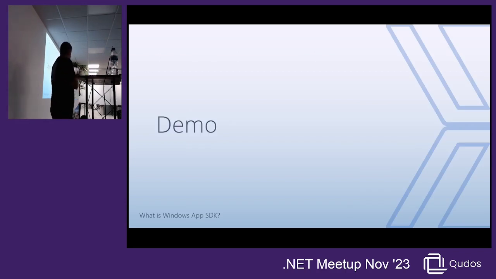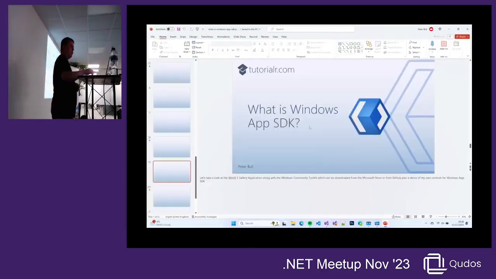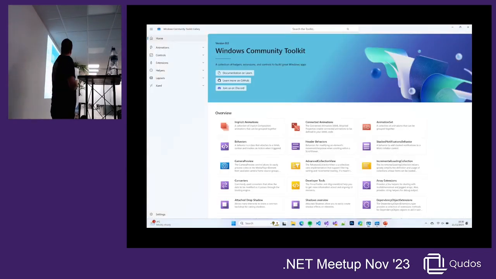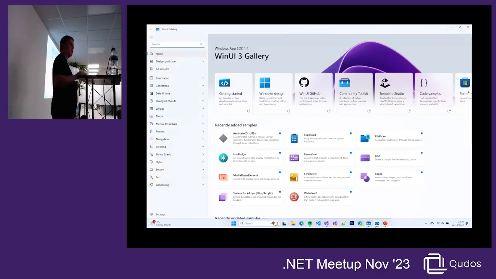Right. That's enough talking. Let's show it off. I'll show the other thing first actually. So this is the WinUI 3 gallery app. This is actually an app you can just install, so you don't even have to install Visual Studio or anything. You can just install it from the store. You just look for WinUI 3 gallery. You can install it on any Windows 11 machine and it'll work.